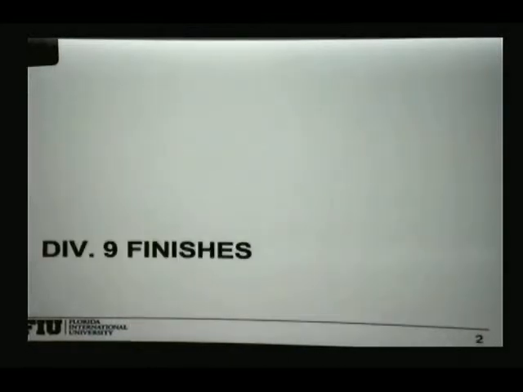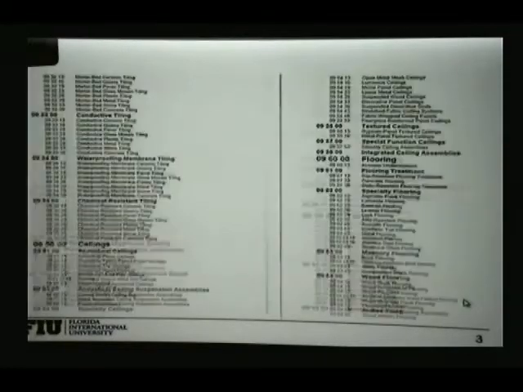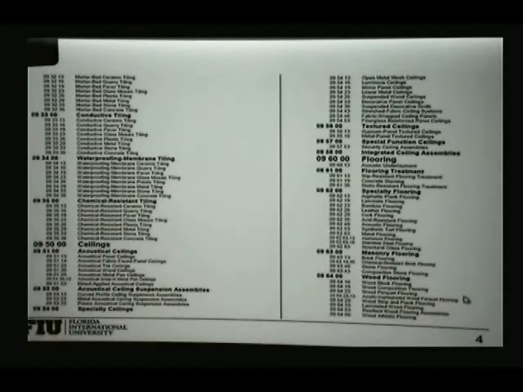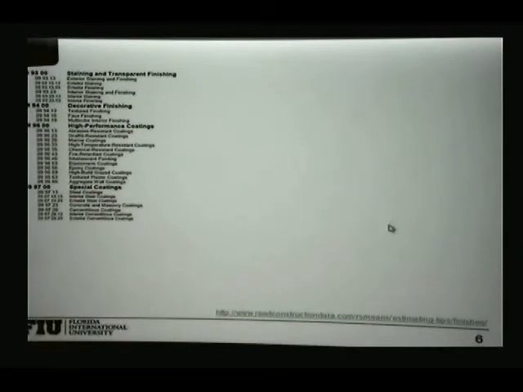So now we'll go into Division 9, finishes. We have a lot of items in that division. Basically, it's everything that ends up to the view of people, and that will be considered finishes. The paint, the drywall, the support for that, backing boards, tiles, carpet, suspended ceiling, all of that can be considered finishes.